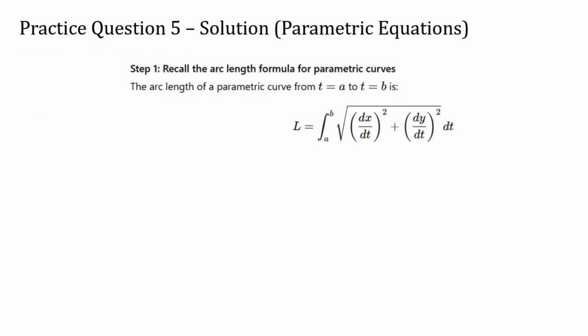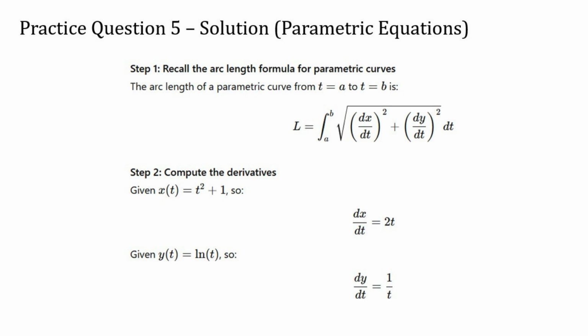To determine the length of a curve defined by parametric equations, we begin by using the arc length formula for a parametric curve. This formula tells us that the length of a curve traced by a particle from a starting time to an ending time is found by integrating the square root of the sum of the squares of the derivatives of the horizontal and vertical components with respect to time. The derivative of the horizontal component, t squared plus 1, is 2t. The derivative of the vertical component, natural log of t, is 1 over t.